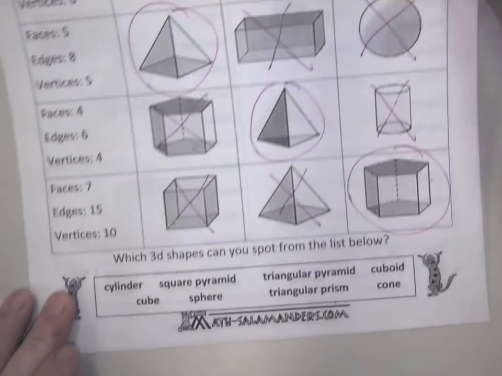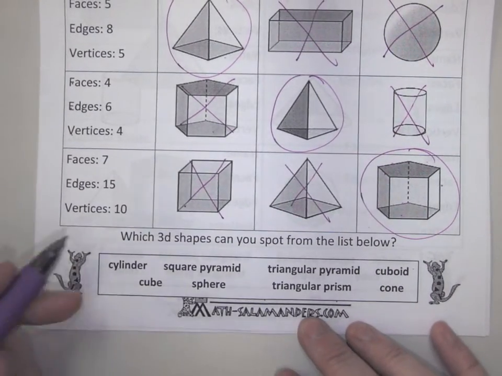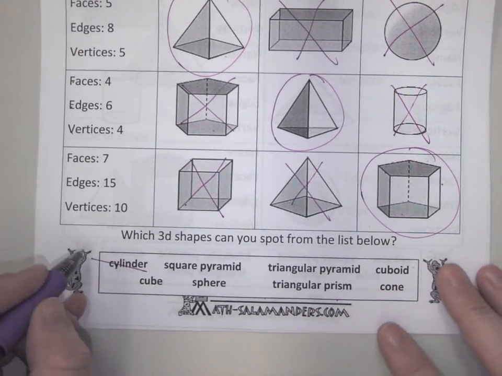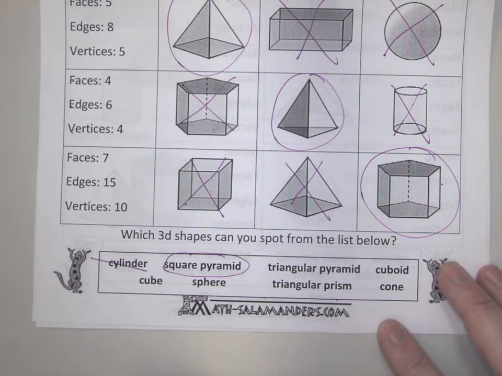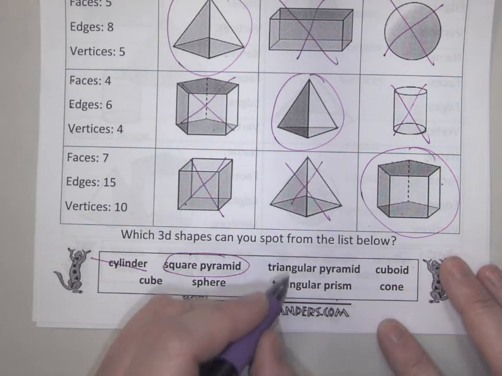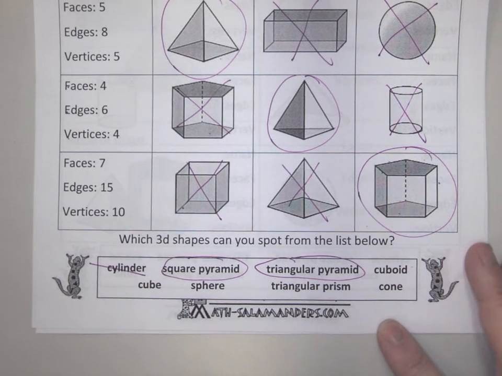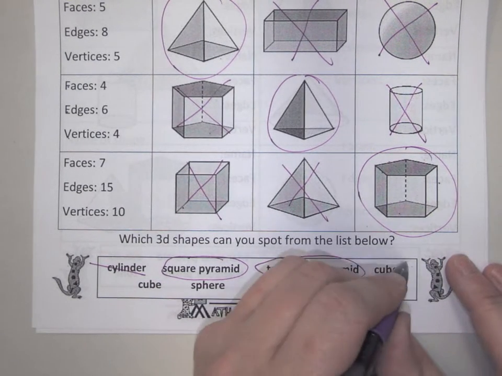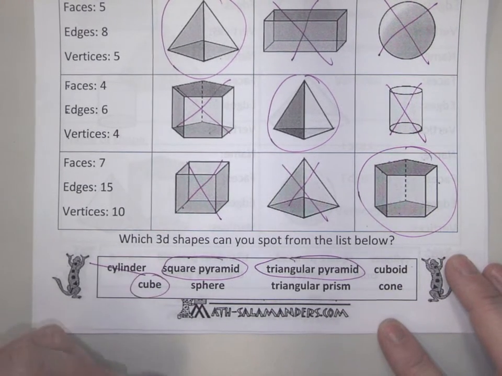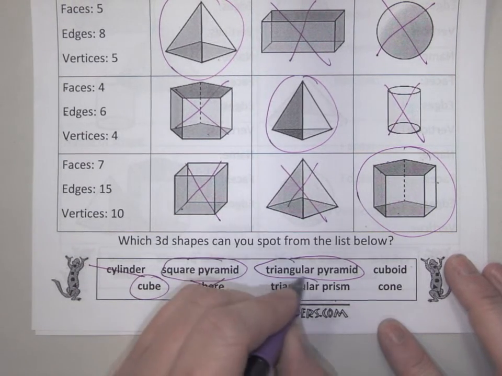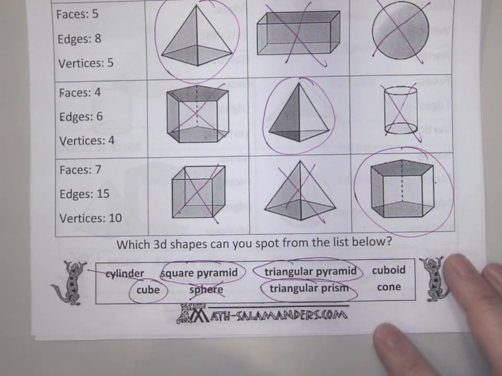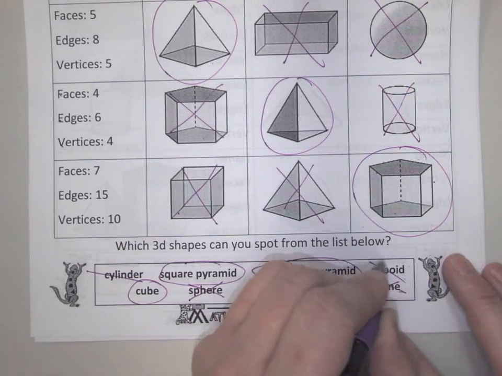All right, and then you're going to find the names. So we did not find a cylinder. We did find a square pyramid. We did choose a triangular pyramid. We chose a cube. We did not choose a sphere. We did pick a triangular prism. We did not pick a cone, and we did not pick a cuboid.